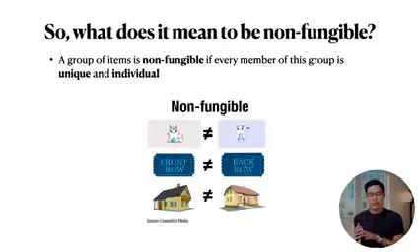So now, what does it actually mean to be non-fungible? A group of items is considered non-fungible if every member of this group is unique. I know it's a little bit confusing, but let's go through some examples of things that are non-fungible. On that first picture, on one side we have a picture of one particular cat, and on the other side we have another picture of another cat. These two are non-fungible because they are not the same.